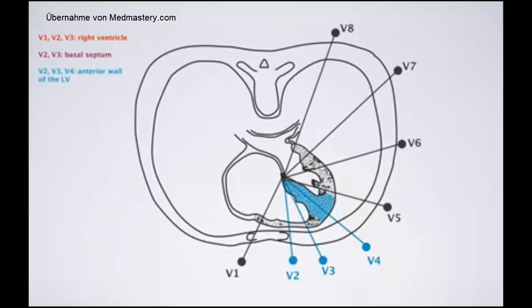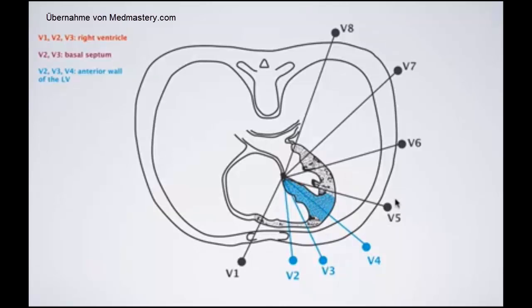What about V2, V3, and V4? What if you have changes, let's say an ST elevation in those three leads? As you're going to learn a little later, ST elevations are a sign of myocardial infarction. Well, if you have an ST elevation in those three leads, it's the anterior wall of the left ventricle that's affected. As we know, the left ventricle is located behind the right ventricle, but it also has an anterior wall, and this anterior wall is depicted by these three leads.